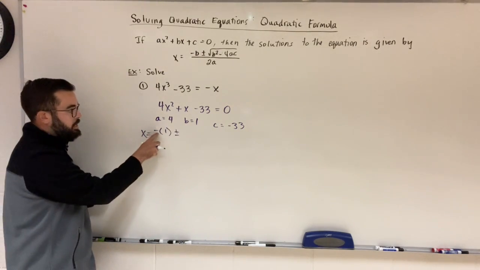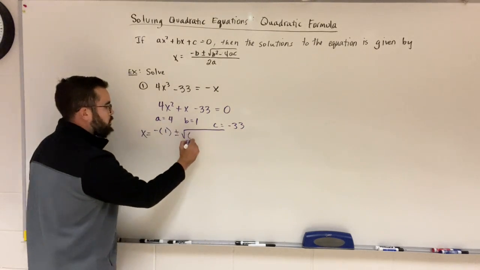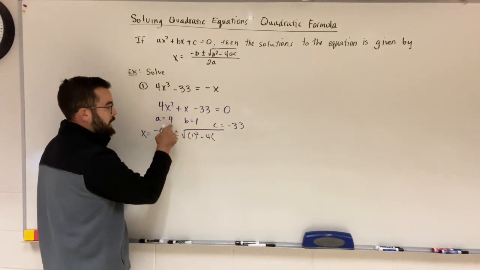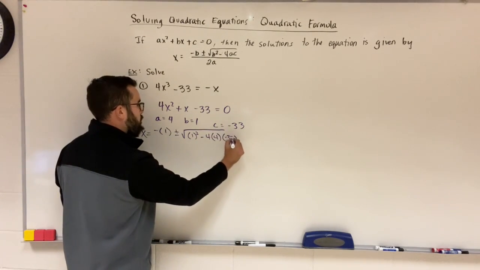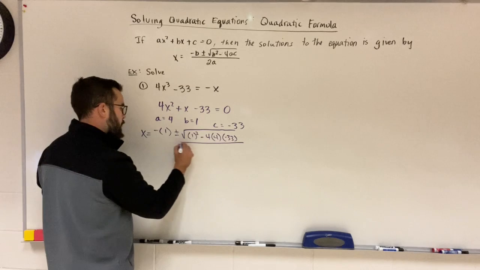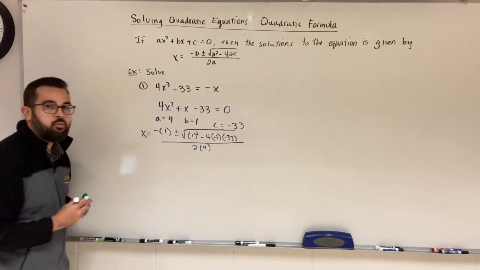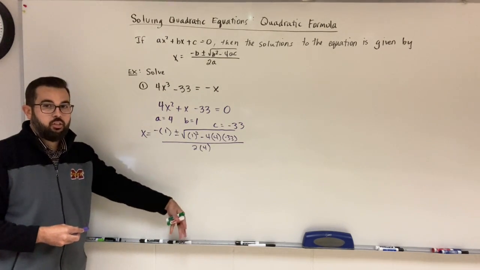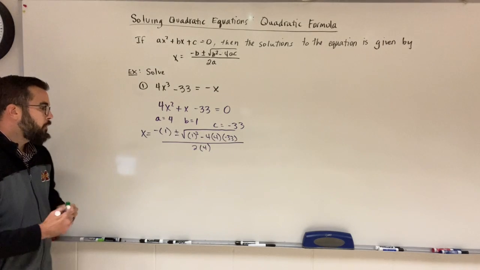So I have minus 1 plus or minus the square root of b squared, so 1 squared, minus 4 times a, which is 4, times c, which is negative 33, all over 2 times a, which is 2 times 4. From here, it's all simplification. You've plugged into the formula, it's all simplifying.